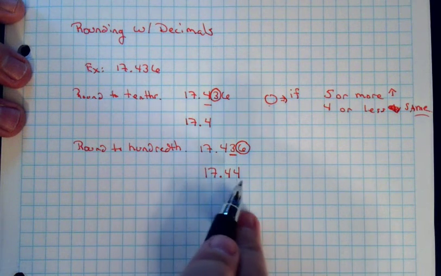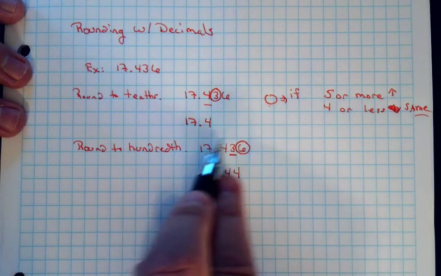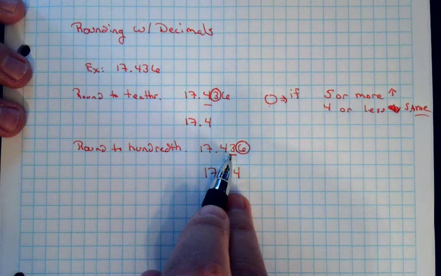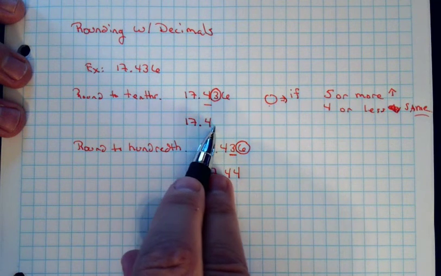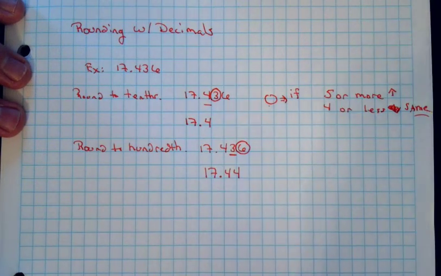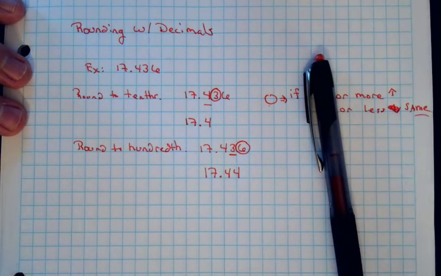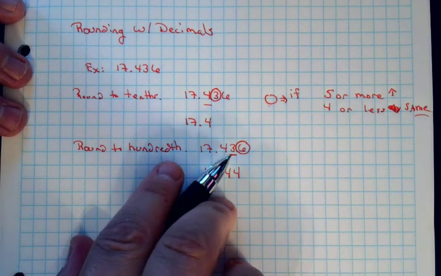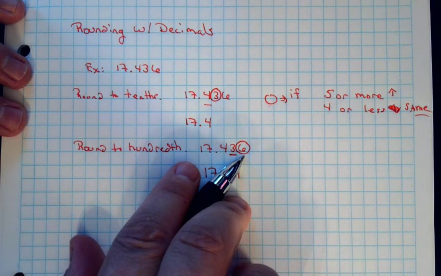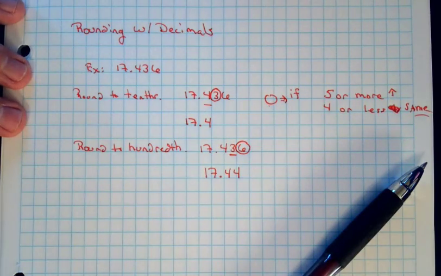So 17.44 is the rounding of this number to the nearest 100th spot. 17.4 is the rounding of the same number to the nearest 10th spot. So what you've got to do is look to see what spot you want to round to, then look at the spot to the right and use this rule, and you'll be all set.